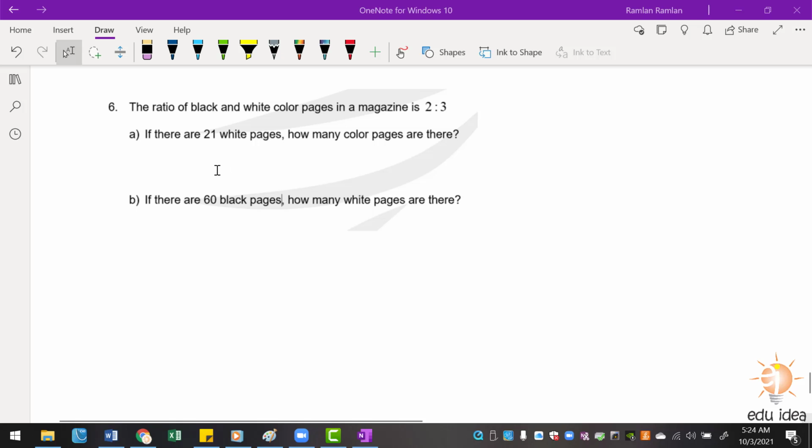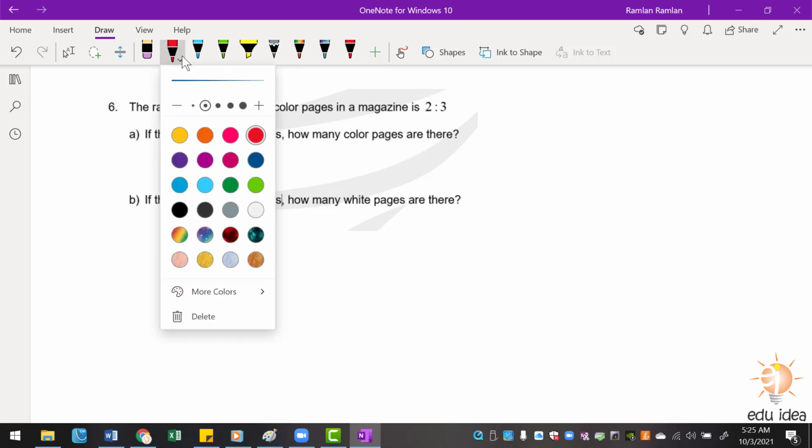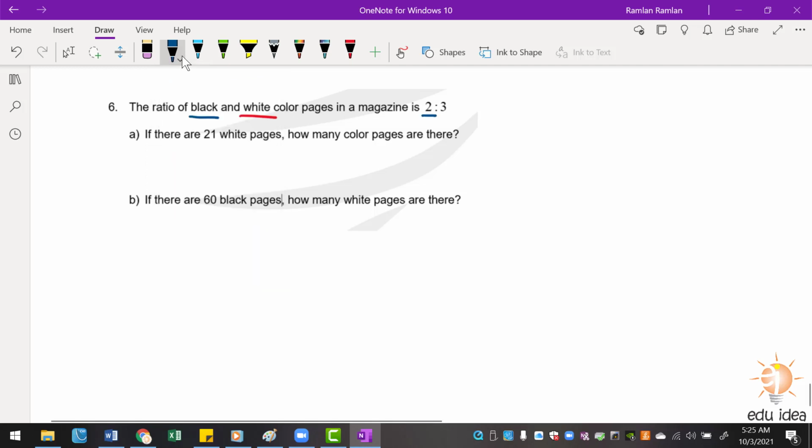Okay, for number 6, the ratio of black and white color pages in a magazine is 2 to 3. If there are 21 white pages, how many color pages are there? Again, the first thing we need to do, because this is a ratio problem, is write down the ratio that we know from the question, which is black to white. The black is represented by this 2 and the white by this 3. So we can write it down like this.